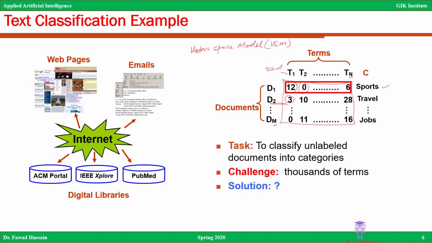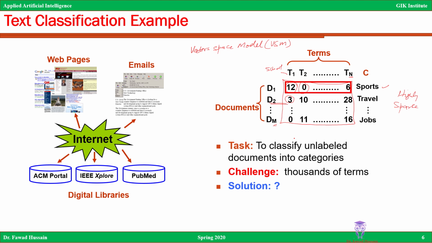And so you can see from here that one document will contain only a very small subset of words. So this matrix is going to be highly sparse. You can connect this with what we were talking about in the last slide regarding the curse of dimensionality. Usually it's going to be a very highly sparse matrix.